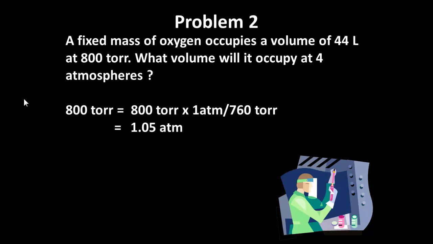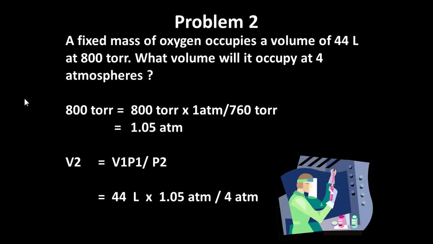Now we can plug these into our equation. V2 is equal to V1 P1 over P2, and we've got all the figures that we need. So 44 litres times 1.05 atmospheres, all divided by 4 atmospheres. Atmospheres will cancel each other out as units, leaving an answer in litres. We do the maths and it comes to 11.55 litres.